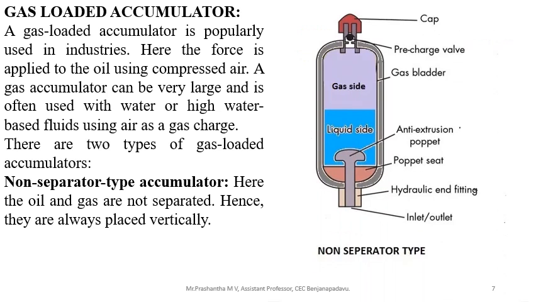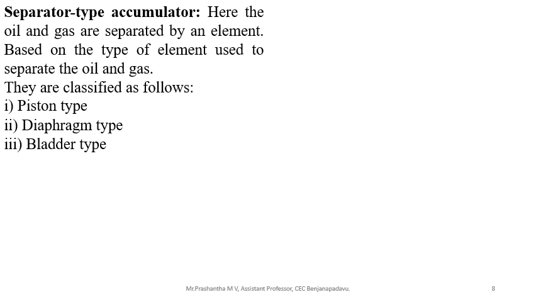And one more diagram for the non-separator type gas loaded accumulator. See, here is the liquid side and here is the gas side. One valve is there to supply gas, and for the fluid there is only an inlet and outlet. This same port acts as an inlet and outlet for the fluid. Here it is a non-separator type accumulator.